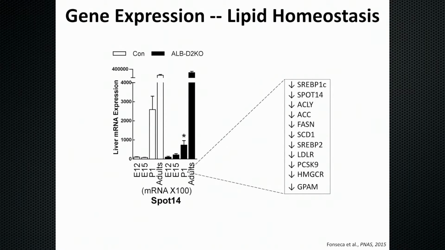But what was really amazing about these candidate genes that we had chosen is their expression pattern in the albumin D2 knockouts was very similar. And what we found was that in each of them in P1, their expression was much less. But the difference completely dissipates by the time the mice are adults.